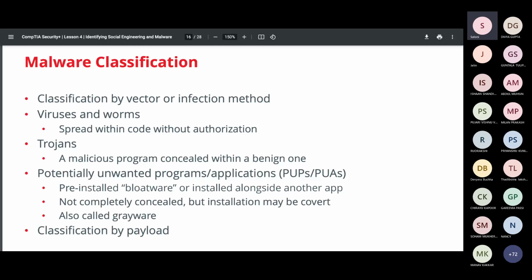The first category of malware that we have is viruses and worms. वायरस और वॉर्म के बारे में किसने कितना सुना है? And if you have heard about virus and worm, are you aware of full form of virus and worm? Guys, वायरस और worm की full form क्या है?